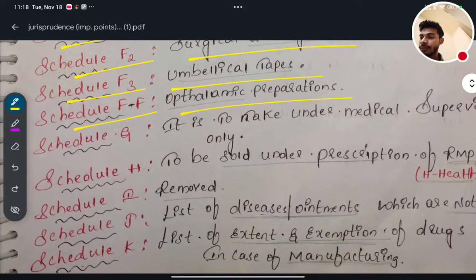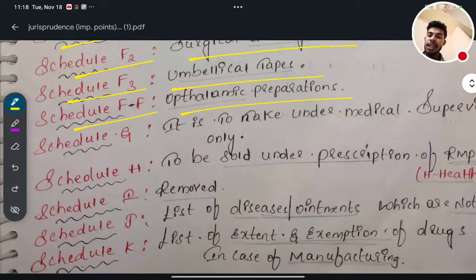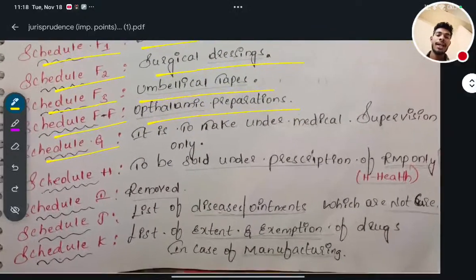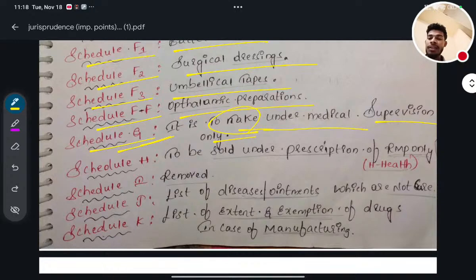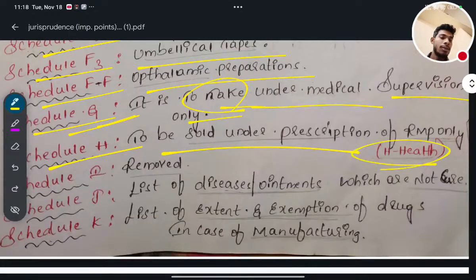Okay, all these points you have to remember. Schedule G, to be used under medical supervision only. Schedule G comes under drugs which are to be taken under medical supervision only. Schedule H, to be sold under prescription. Prescription can be given by doctors. Medicine can be prescribed by doctors, physicians, and RMP, registered medical practitioner. This RMP is normally called physician mainly.